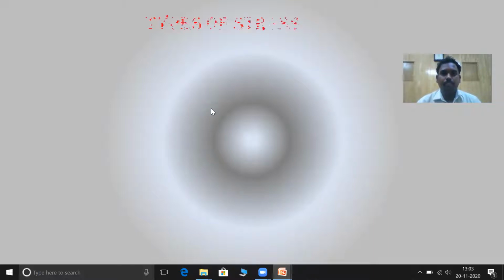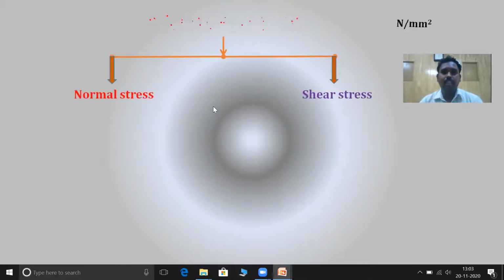So in the first case, normally there are two types of stresses. One is normal stress and another is shear stress. Students, here there's one unit with an animation, that is Newton per mm square. This is the SI unit of stress, Newton per mm square. As I said, stress is divided into two types, normal stress and shear stress. Now let us understand what actually normal stress and shear stress are.